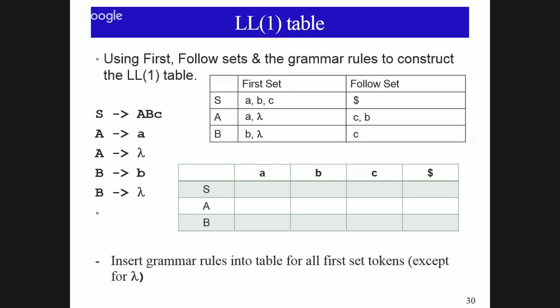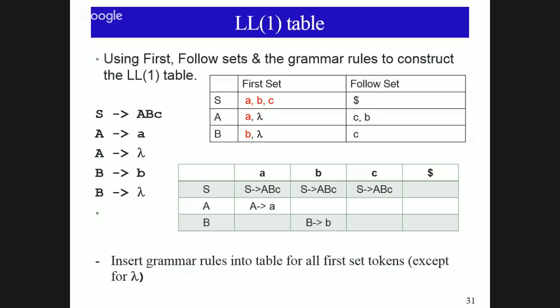S rule is A, big B, little c. So that goes into the rule table, where first set tokens are A, B, and C. So yes, there's 3 first set tokens and 1 rule. So that rule gets repeated 3 times, just like I did on the board. But I found a rule home for the first rule.